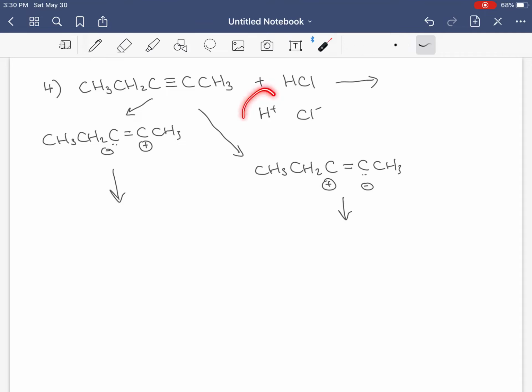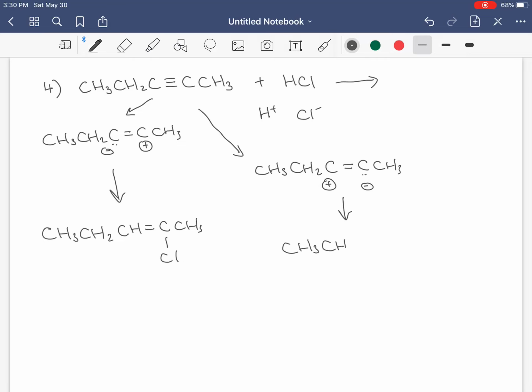H right here can attack this carbon or that carbon. It doesn't matter. So what we are having here is that we're going to have initially two separate compounds. We're going to have this and we're going to have this. They will both exist and they'll both be there.